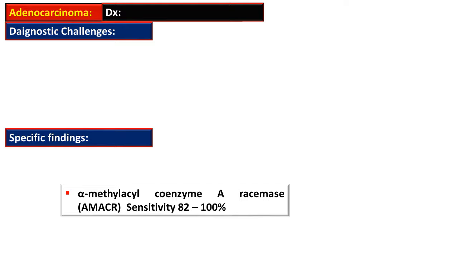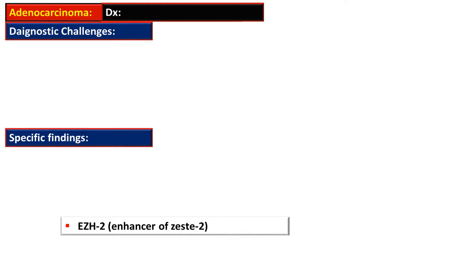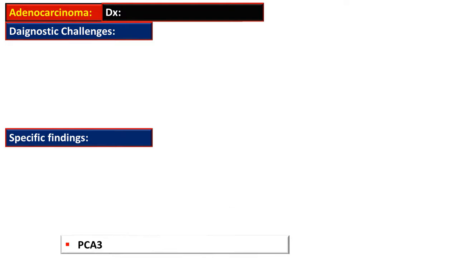This AMACR is an enzyme that is involved in the beta oxidation of branched chain amino acids, and it is selectively upregulated in prostate cancer and its precursor lesion as compared to the normal prostate. The EZH2 or enhancer of zeste 2 is another marker that is a transcriptional repressor. It downregulates E-cadherin and is associated with progression and metastasis of prostatic cancer. This is also overexpressed in lobular carcinoma of the breast and signet ring carcinoma of the stomach. PCA3 is another marker that is upregulated in prostate carcinoma, and this PCA3 gene is located on the long arm of chromosome 9, and it encodes a regulatory RNA.